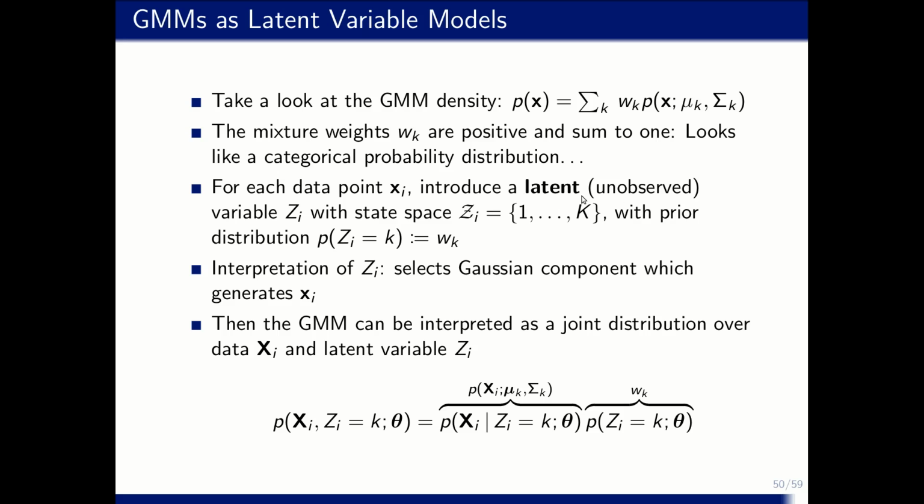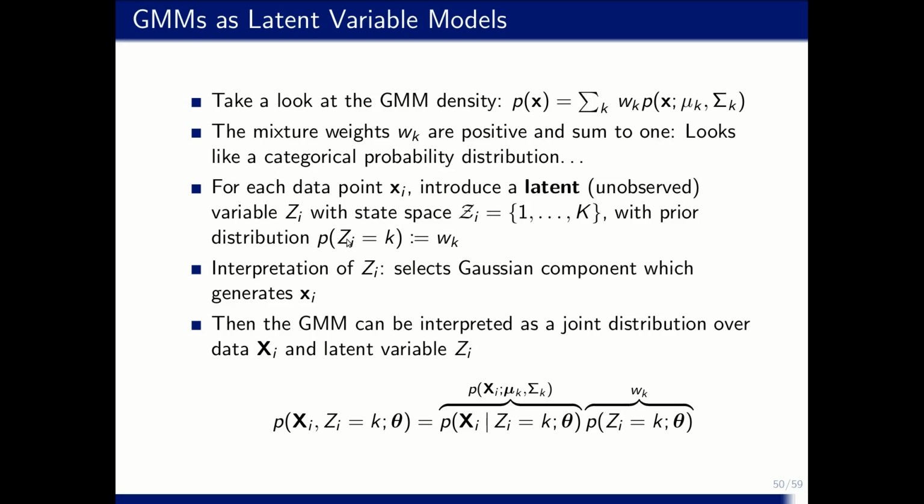So latent means it's not observed. We observe the data, but we never observe this latent variable. But we figure that it exists, and this zi, so this latent variable, has a state space 1 to k. So k, again, is the number of components. And we will now interpret the mixture weights of the GMM as a prior distribution of this latent categorical variable zi. And the interpretation of this zi is essentially a component selector.